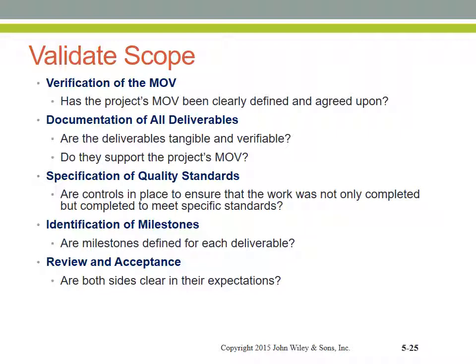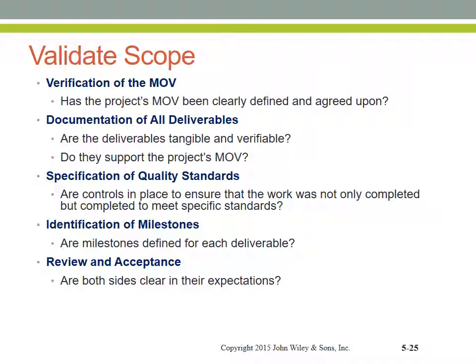This includes verifying all of the MOV. In other words, has the project's MOV been clearly defined and agreed upon such that we have built the right thing? Have all deliverables been properly documented? This means, do we have a software requirement specification? Do we have an architectural diagram? Can we trace back the code that we have written to an item in the diagram? And do all items that we have built support the project's measurable organizational value as originally described?